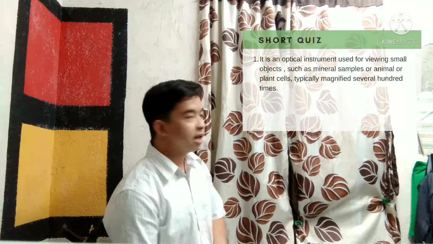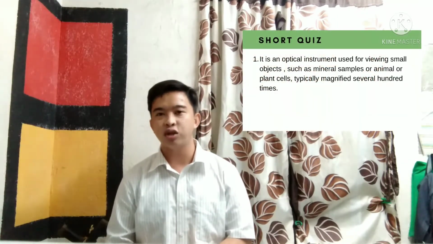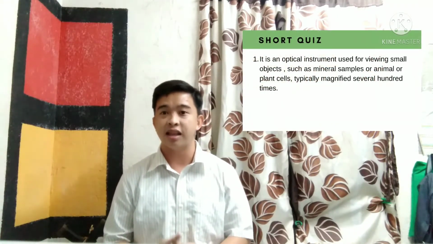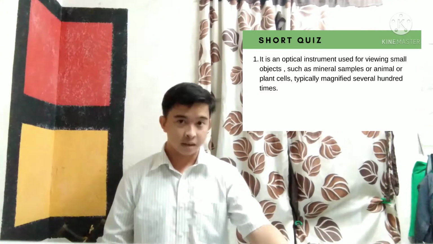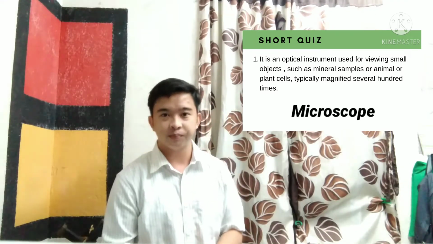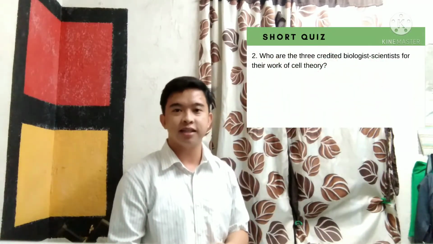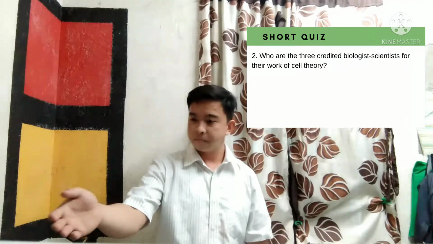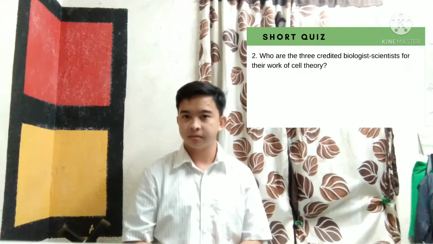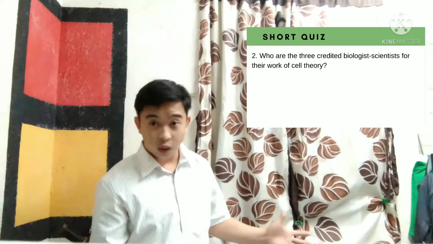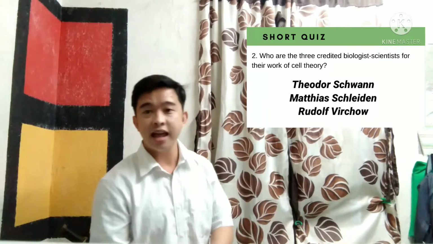For number 1, it is an optical instrument used for viewing small objects, and that is a very good microscope. Okay. For number 2, the 3 biologists that authored the cell theory are Theodor Schwann, Matthias Schleiden, and Rudolf Virchow. Okay, these are the spellings.